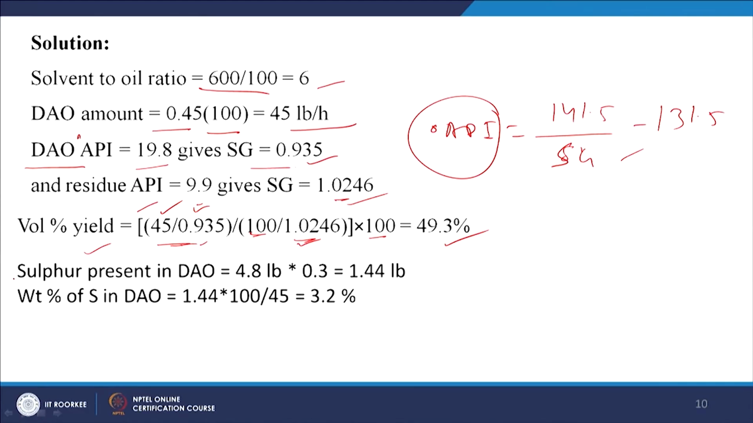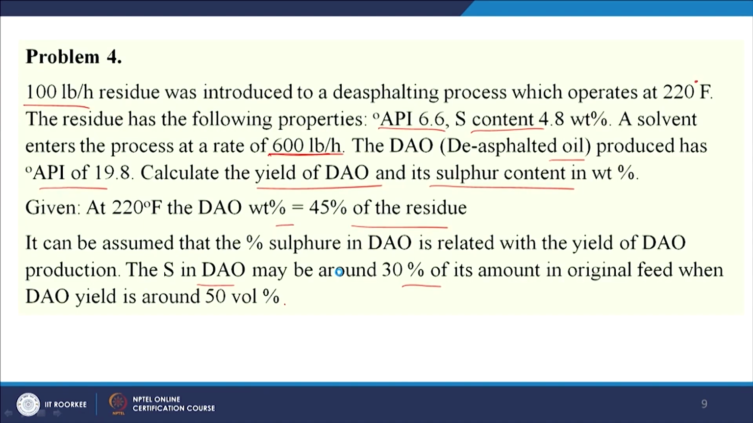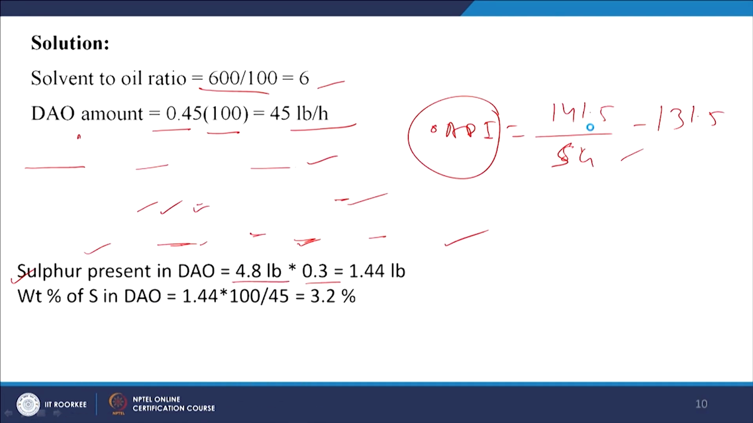So, we have the sulfur present in DAO equal to 4.8 lb into 0.3, because 4.8% sulfur was originally present in the feedstock. So, 30% of it is being converted. That is equal to 1.44 pounds coming to the DAO.